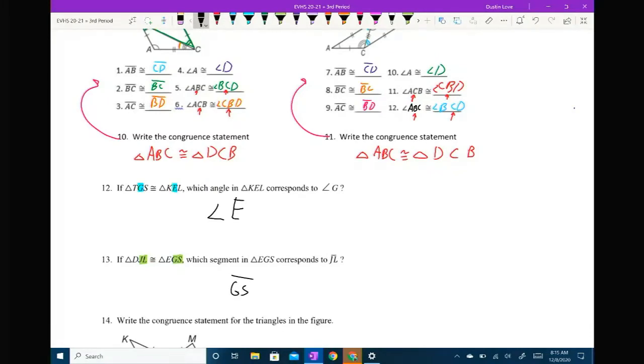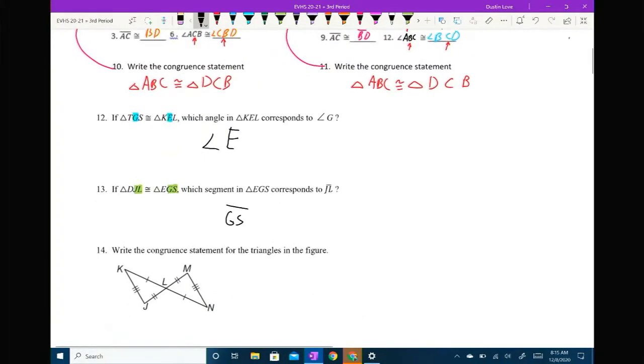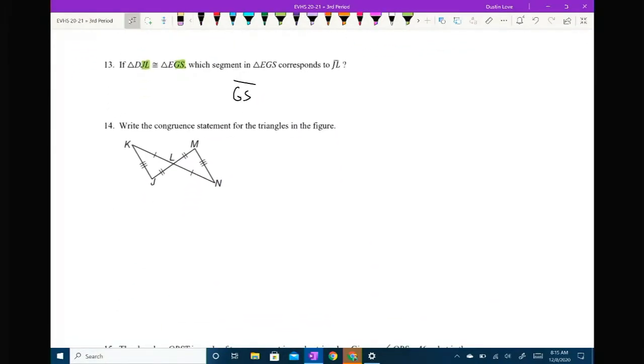Remember that these congruent statements are like a roadmap. They tell you exactly what parts are congruent to each other. Okay, write a congruent statement for the triangle here. Well, I see KL, all three of these. It looks like I've got a side, side, side relationship on both triangles. So I've got two sides, two sides, two sides. Yep, three sets of sides.